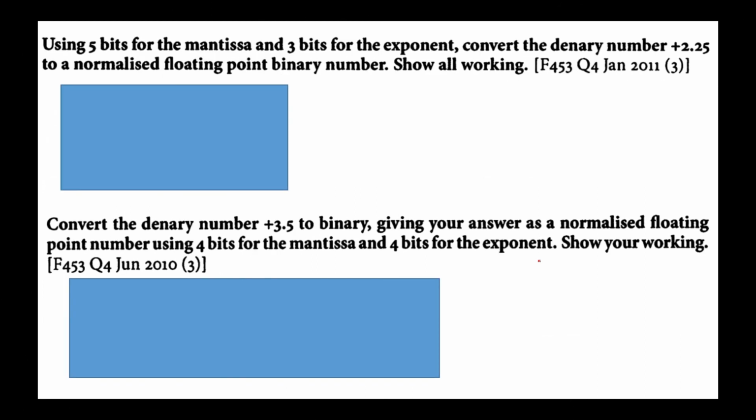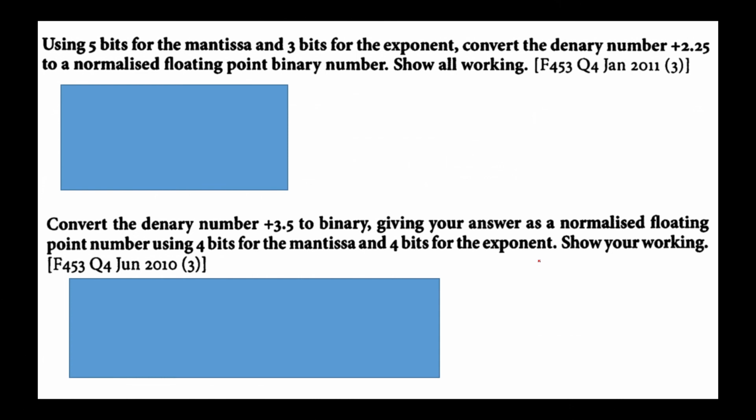So more of these. Convert the denary number positive 2.25 to a normalized floating point binary number where it has 5 bits for the mantissa and 3 bits for the exponent. Then the question below is convert the denary number positive 3.5 to binary, with 4 bits for the mantissa and 4 bits for the exponent. Pause the video now if you want to have a go at it. Let's have a look at the answers.